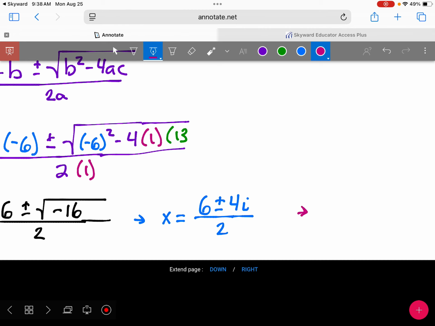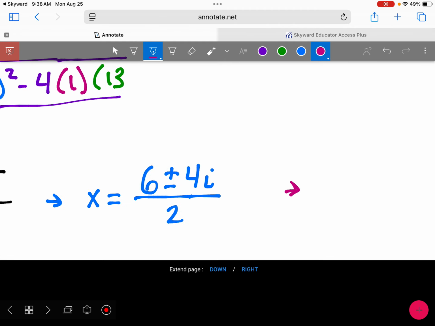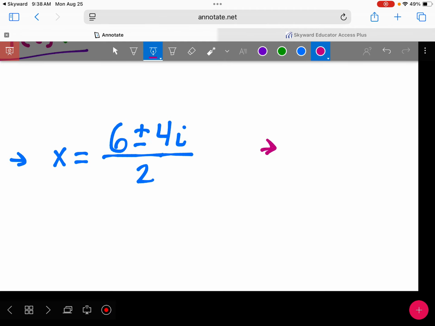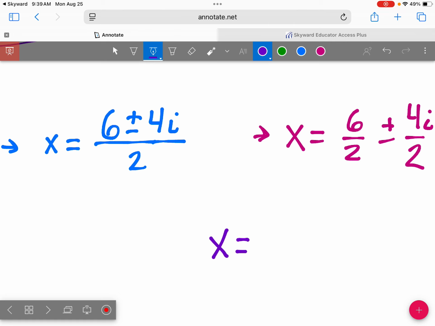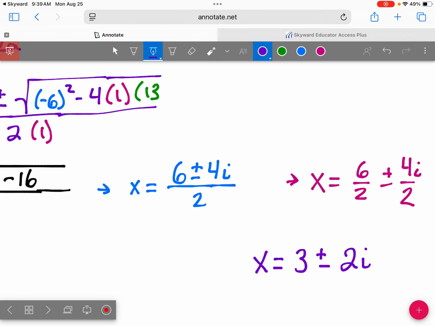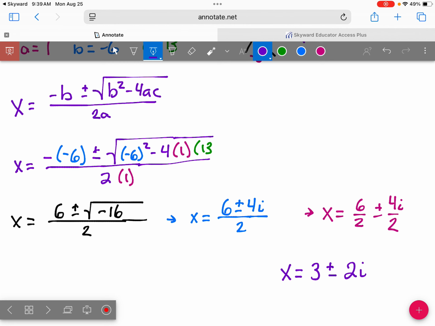Yeah, all of these numbers are divisible by 2. All my coefficients. You could also split this into two fractions. I'll just make it so we can see better. x equals 6 over 2 plus or minus 4i over 2. If that helps you see it so that you can simplify it, do that. Because we should wind up with 3 plus or minus 2i. So we got a complex number as our solution here.